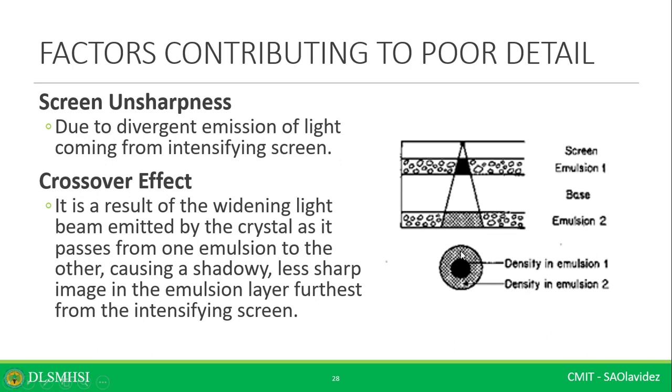The difference between the sizes of the image recorded on the first emulsion and the size of the image on the second emulsion is the parallax error. The difference between the density that is recorded on the first emulsion and the density that is recorded on the second emulsion is the crossover. And since the density that is recorded on the second emulsion is lesser than the density that is recorded on the first emulsion, it becomes somewhat like a shadow, and this results in a poor detail image.